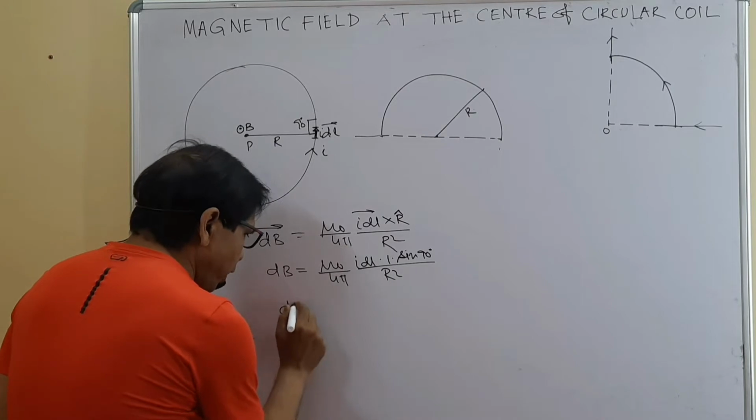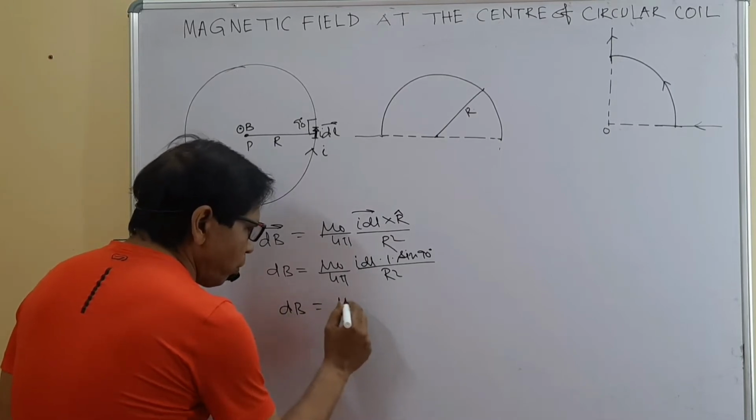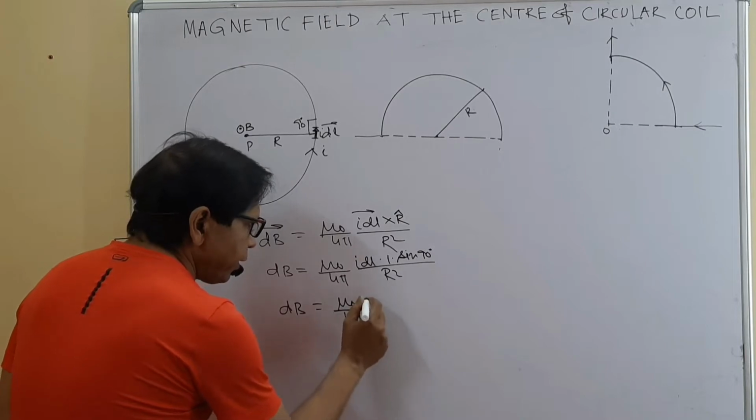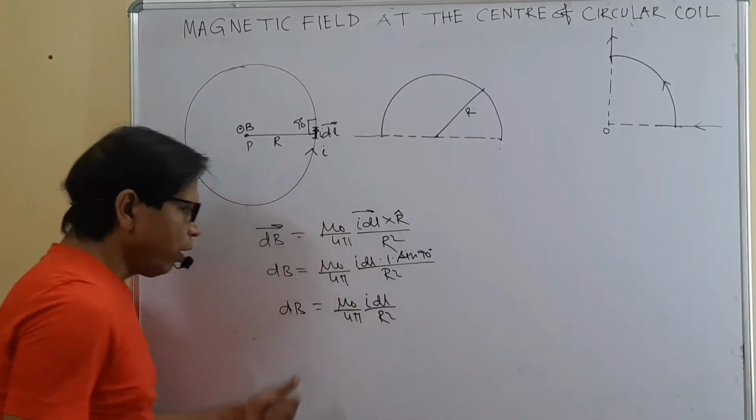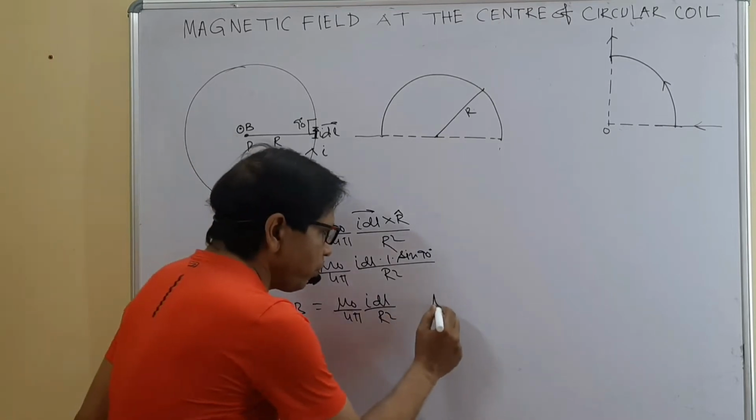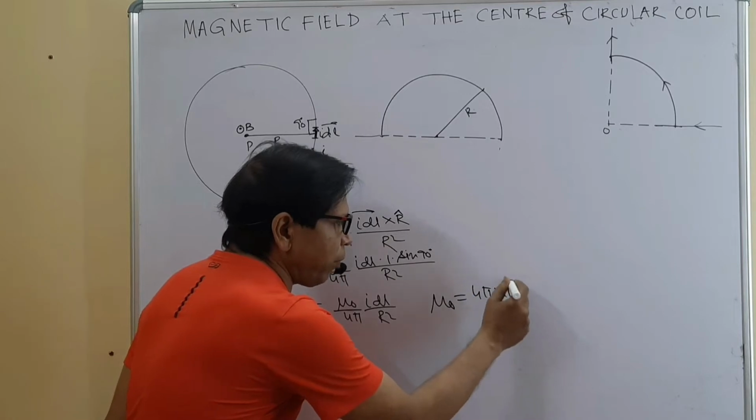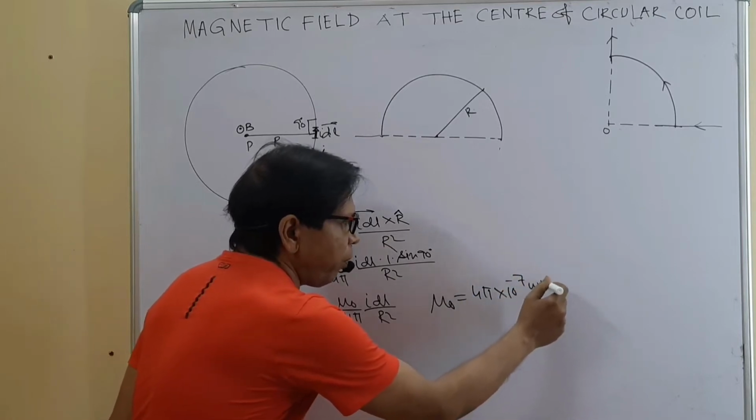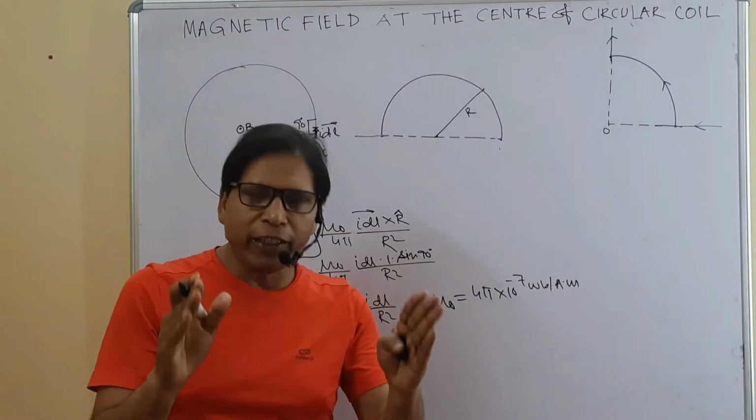Therefore, dB equals mu naught by 4 pi, I dl by r squared. Now, mu naught equals 4 pi into 10 to the power minus 7 Weber per ampere meter, which is the permeability of free space.